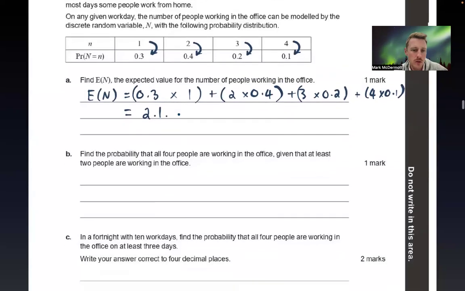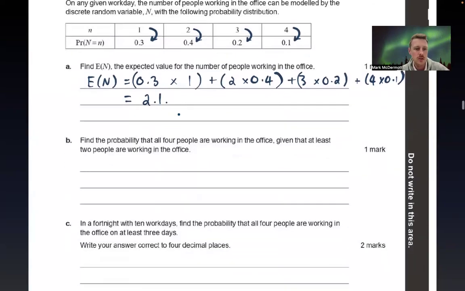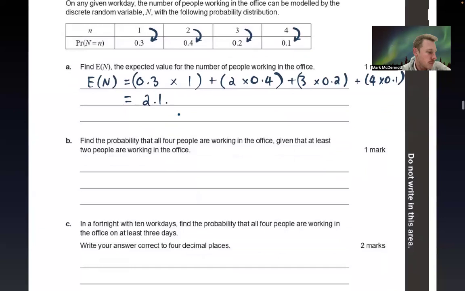Okay. Find the probability that all 4 people are working in the office, given that at least 2 people are working in the office. Okay, so this sounds like conditional probability. So what's the probability that all 4 are working in the office? So n equals 4, given that n is greater than or equal to 2.